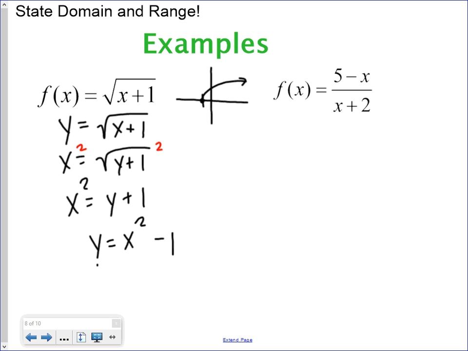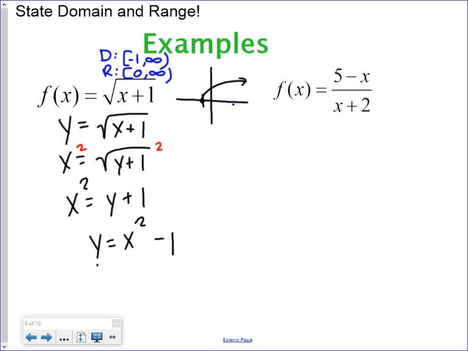This is an interesting one where let's talk about domain and range, and then we'll look at what that means graphically. So if we go up here to our original function, what's the domain of this square root function? Negative 1 to a positive infinity. And the range would be, starts at 0, goes to positive infinity.